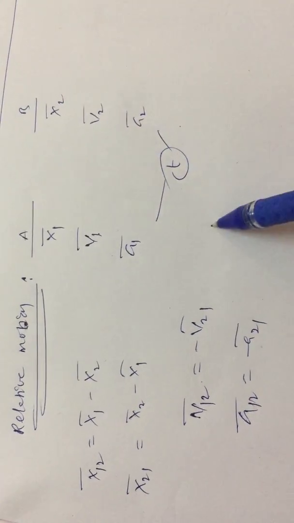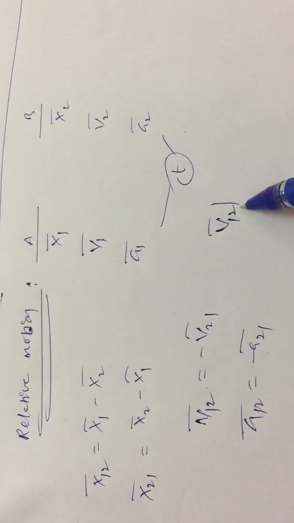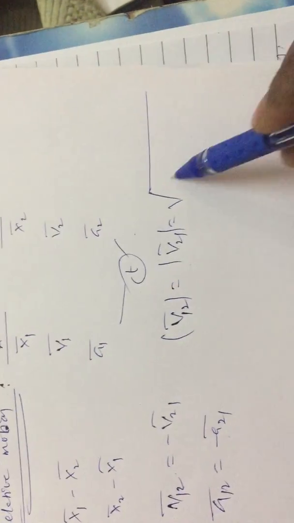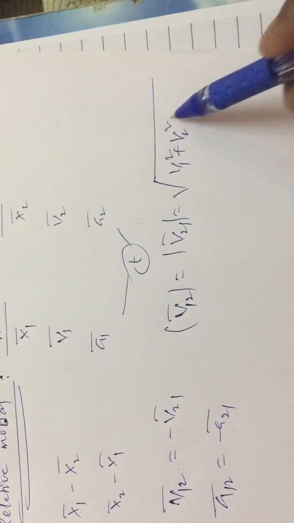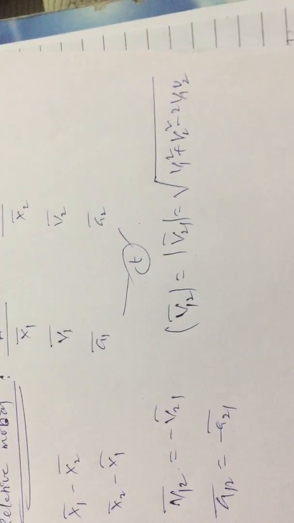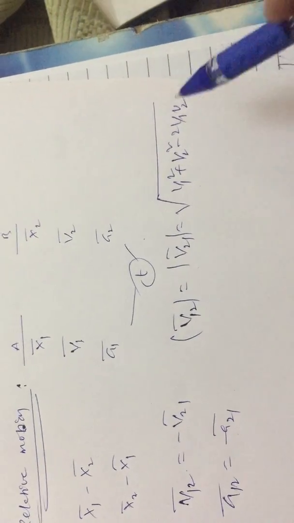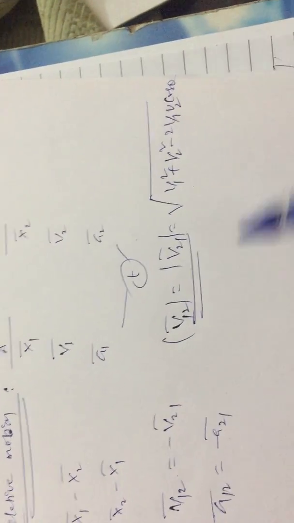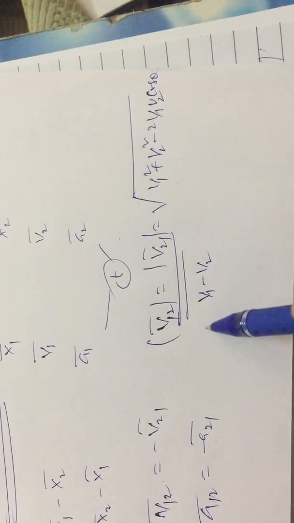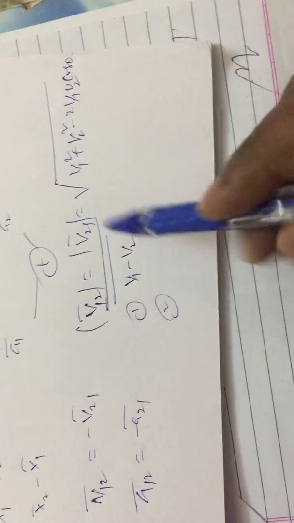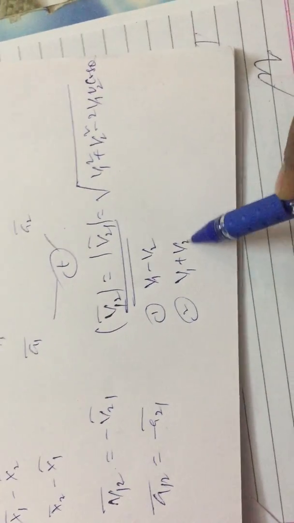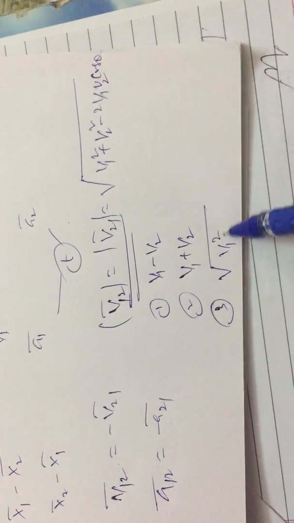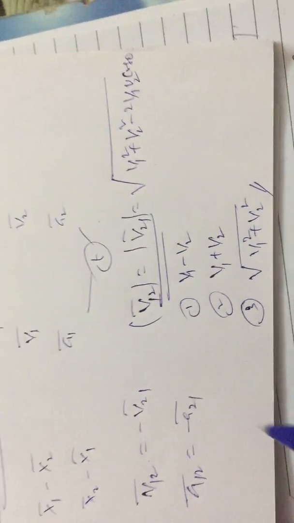And here is one of the very important points: modulus of v12 vector equals modulus of v21 vector equals root of v1 square plus v2 square minus 2 v1 v2 cos theta. If both the vehicles are moving in the same direction, relative velocity is v1 minus v2. If both are moving in opposite directions, relative velocity is v1 plus v2. If the velocities are in perpendicular directions, it is root of v1 square plus v2 square.